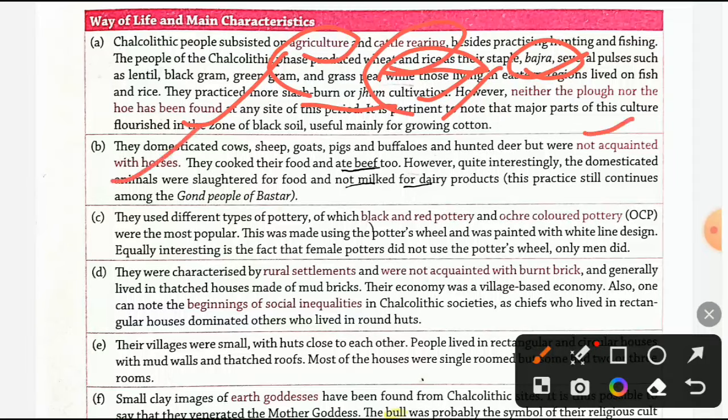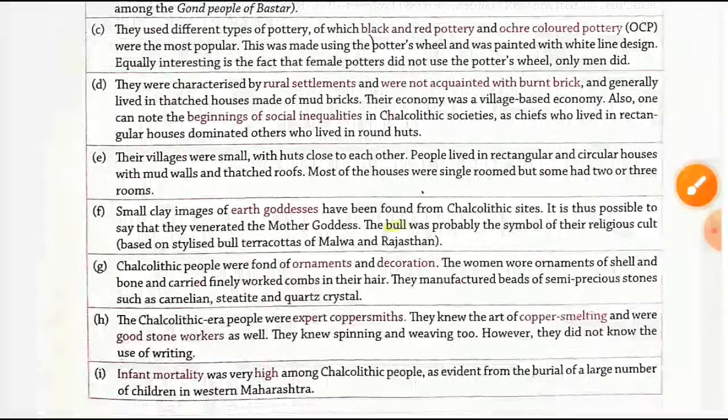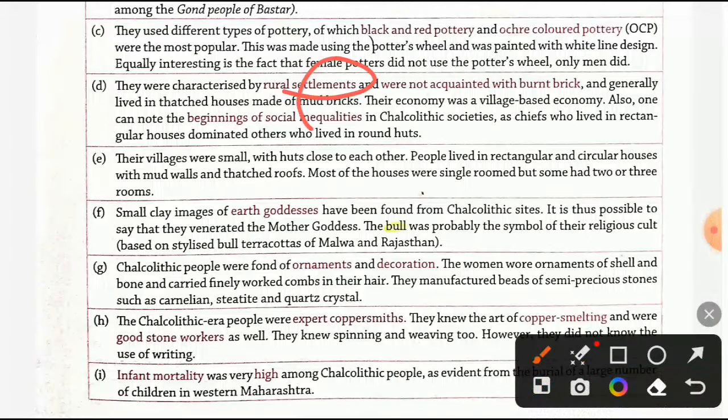They were not acquainted with horses, cooked their food and ate beef too. Domesticated animals were slaughtered for food and not milked for dairy products. They used different types of pottery: black and red pottery, and ochre colored pottery, that is OCP. Next, they were characterized by rural settlements and were not acquainted with burnt bricks. They are rural actually.